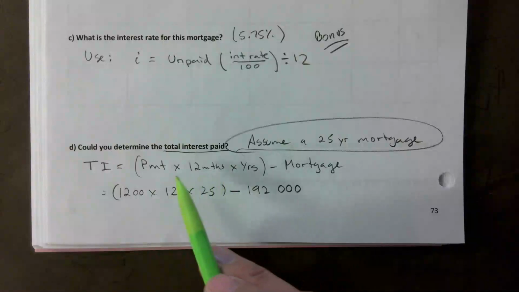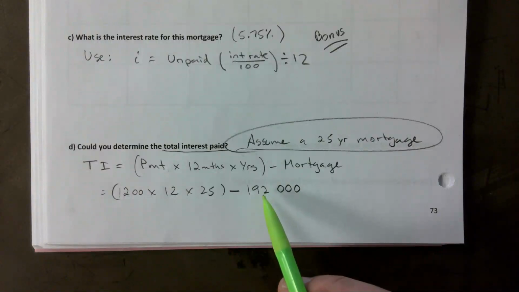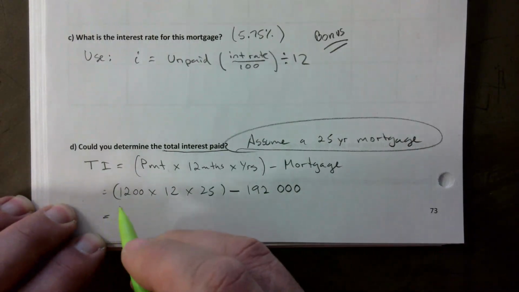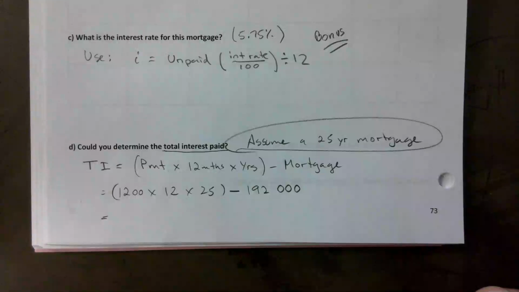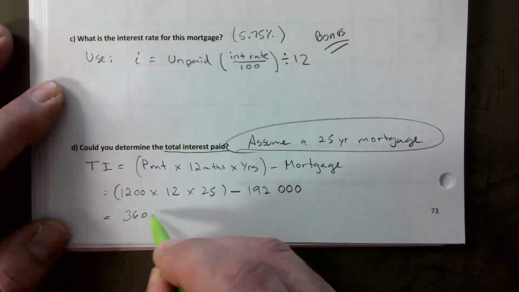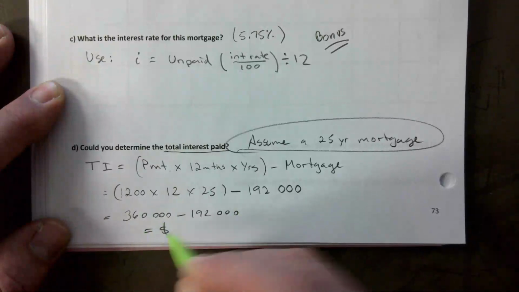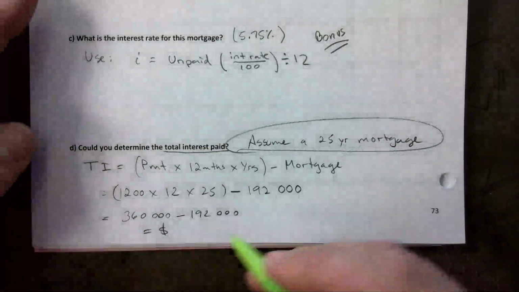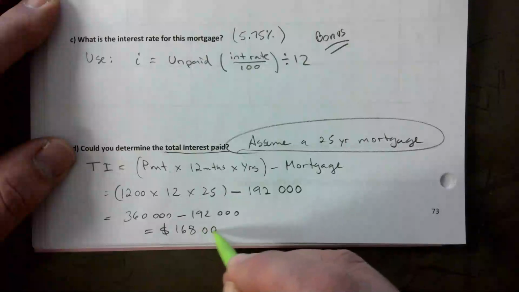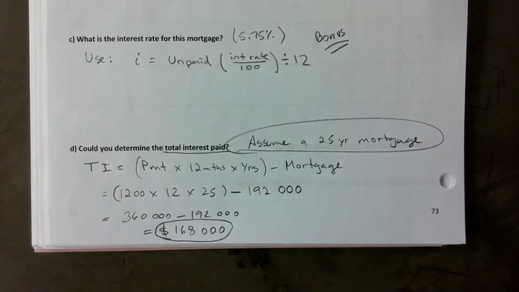So I need you to understand that this first chunk here is always what you paid the bank, and you subtract what you borrowed to begin with. So that is $360,000 minus $192,000. That's $168,000. That's how much you paid in interest.